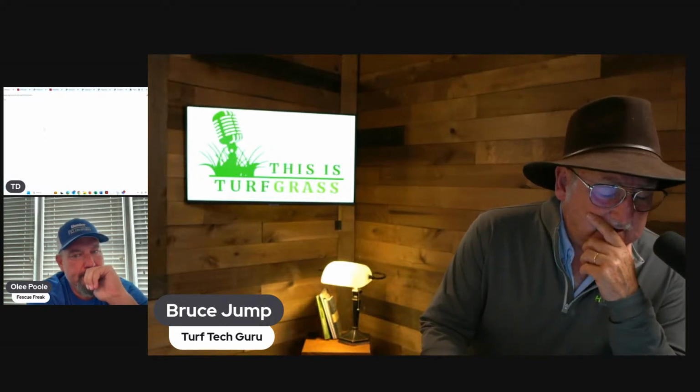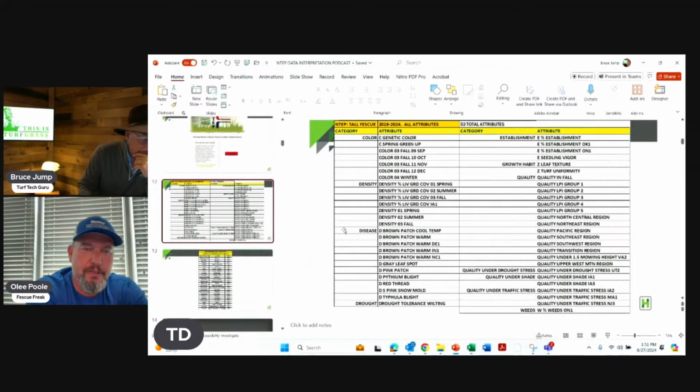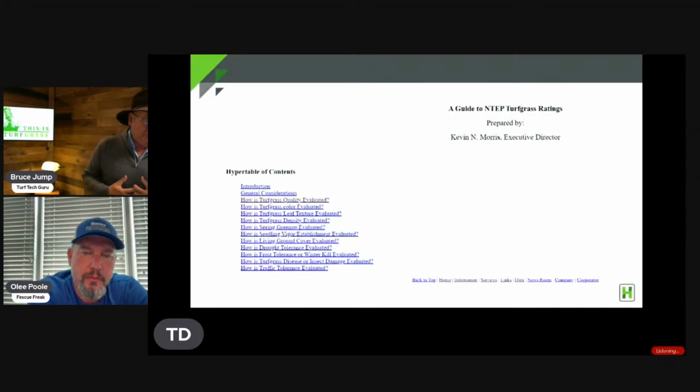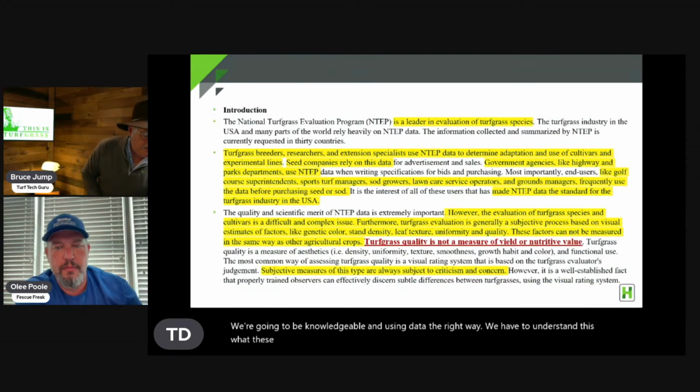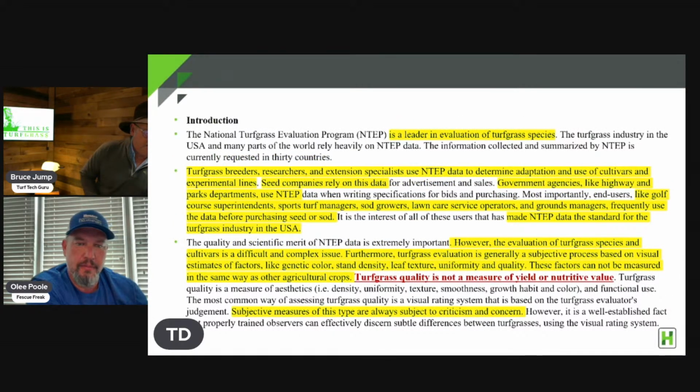turfgrass quality. And I want to spend just a little bit of time. You know what? We've got a handful of minutes remaining, and we're barely getting started, Ole. That's why we're going to have multiple parts, and that's all good. Let me go over here on what these attributes are. If we're going to be knowledgeable and using data the right way, we have to understand what these things mean. It's okay. We're probably going to be having at least 4 podcasts doing our deep dive here. Okay, so let's start off, and we'll get as far as we can, Ole.